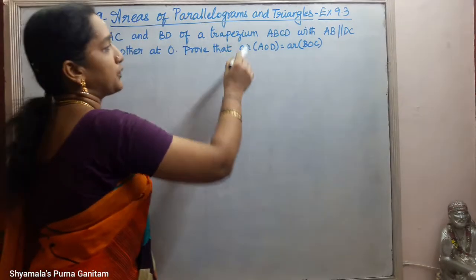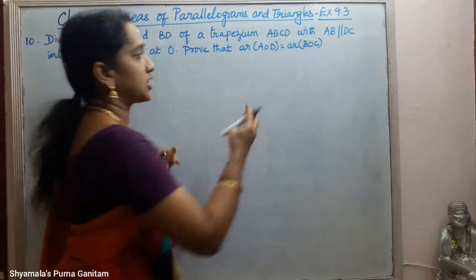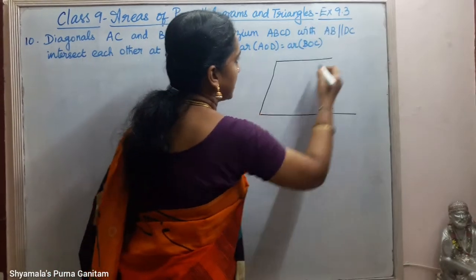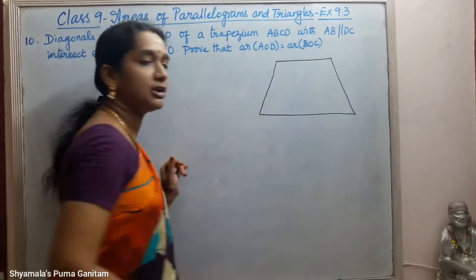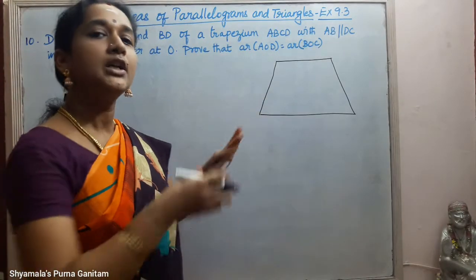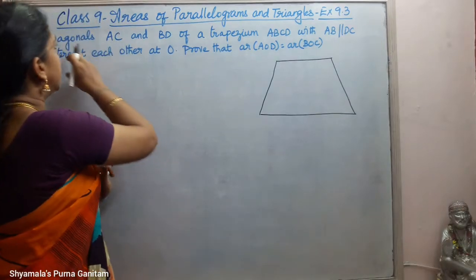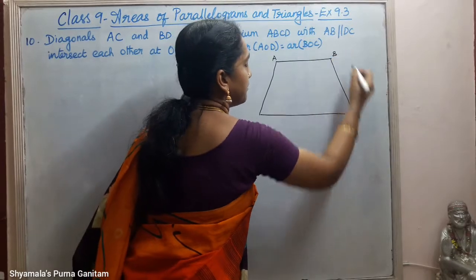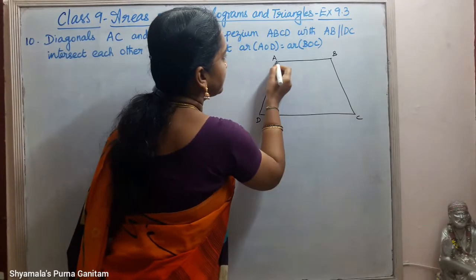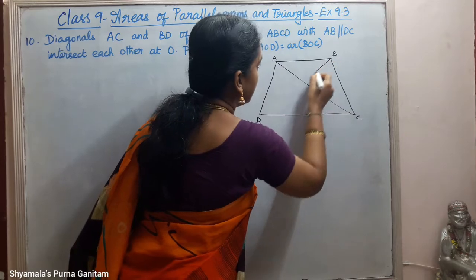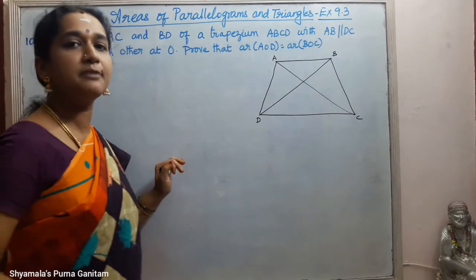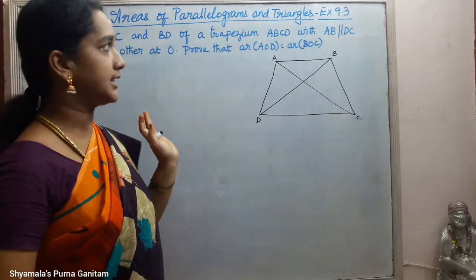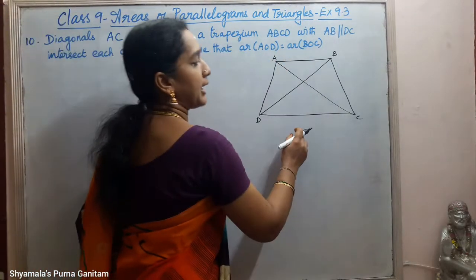Diagonals AC and BD of a trapezium ABCD. So a trapezium is there, ABCD. The diagram is not given in the question, so we need to draw the diagram. Then only it will be easy for us to derive the answer. Diagonals AC and BD of a trapezium ABCD, with AB parallel to DC.